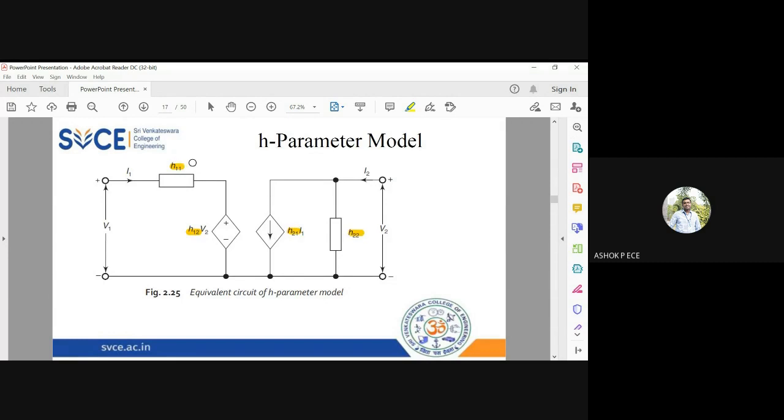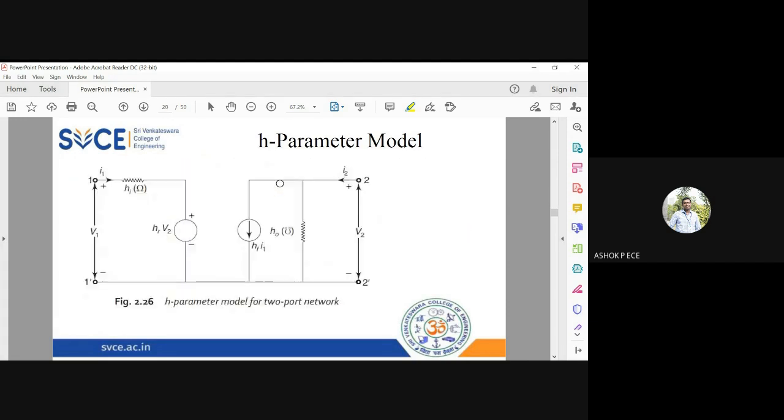So H11 will become HIE for common emitter configuration. H12 will become HRE for common emitter configuration. H21 will become HFE for common emitter configuration. And H22 will become HOE for common emitter configuration. It is HOE, it is O. For common base, all these E's will be replaced by B. For common collector, all these E's will be replaced by C. Simple. Nothing else to mug up.